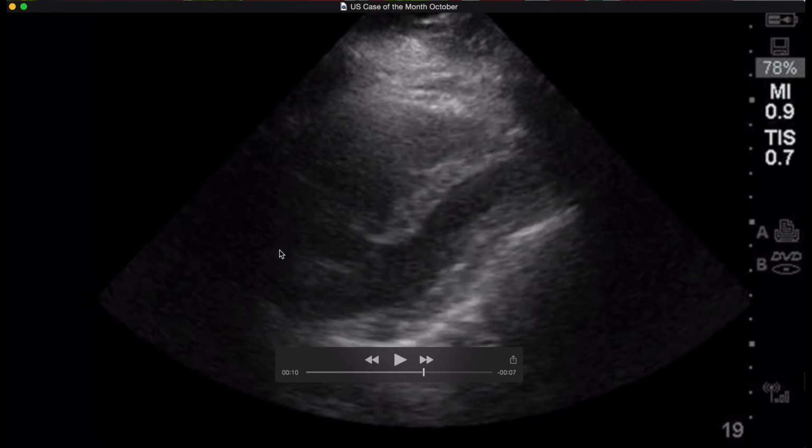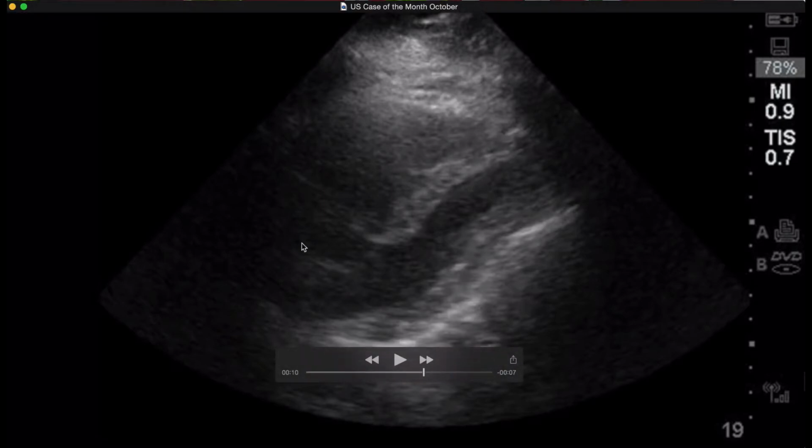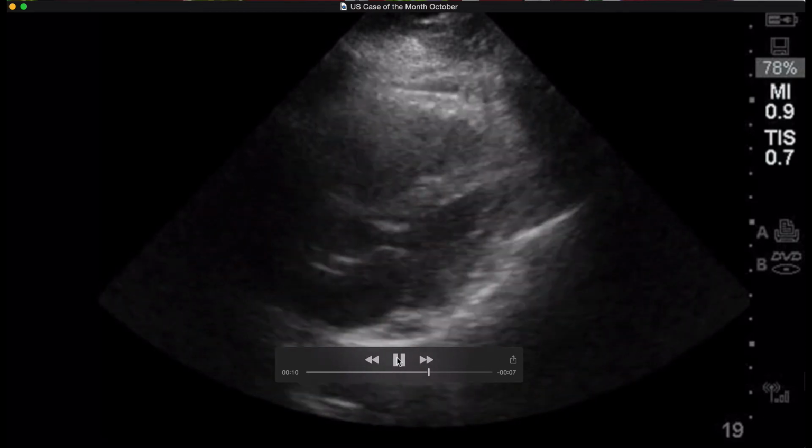So the left atrium, aortic outflow, and right ventricle in a parasternal long axis should be roughly 1 to 1 to 1. You can see here that the right ventricle is clearly enlarged, which is concerning of right heart strain, such as you might expect to see in a pulmonary embolism.